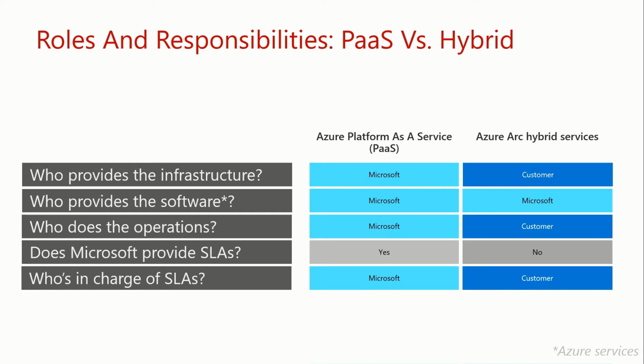So why is that? Why doesn't Microsoft provide an SLA on Azure Arc? Well, the reason is that you do the operation and you own the infrastructure, and Microsoft has no control over that. So from that standpoint, we cannot provide an SLA. What we do instead is provide a set of technology that is capable of observing a range of SLAs, a range of capabilities like RPO, RTO, all those things.